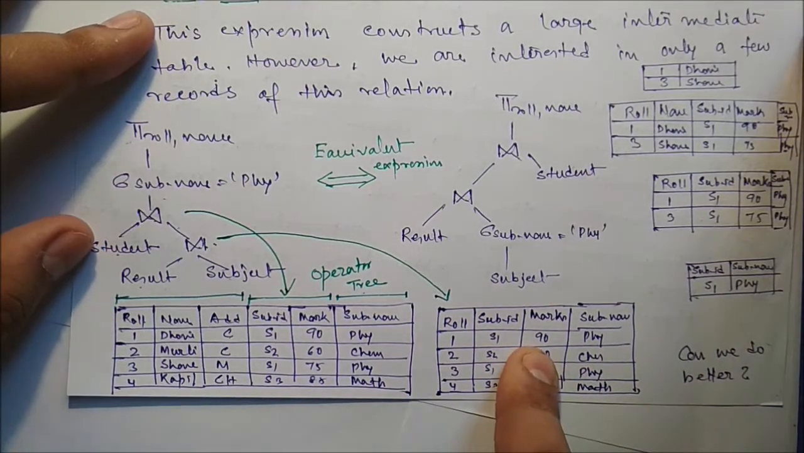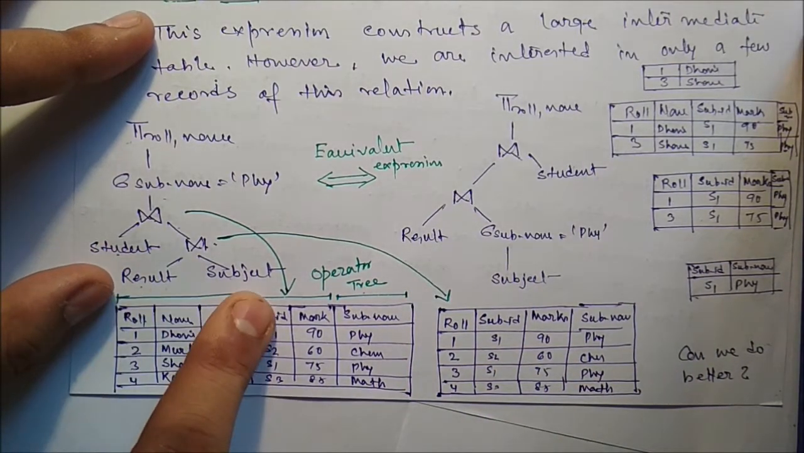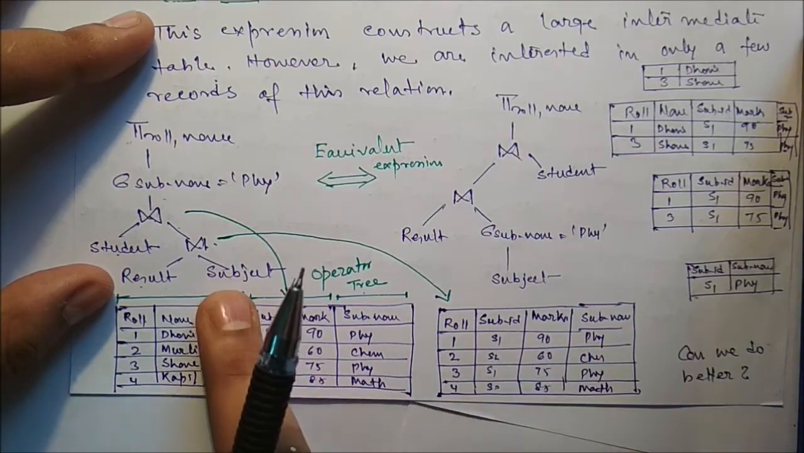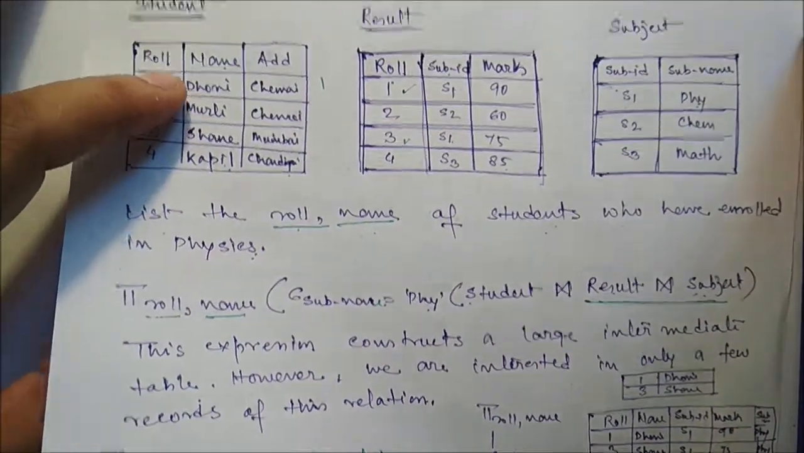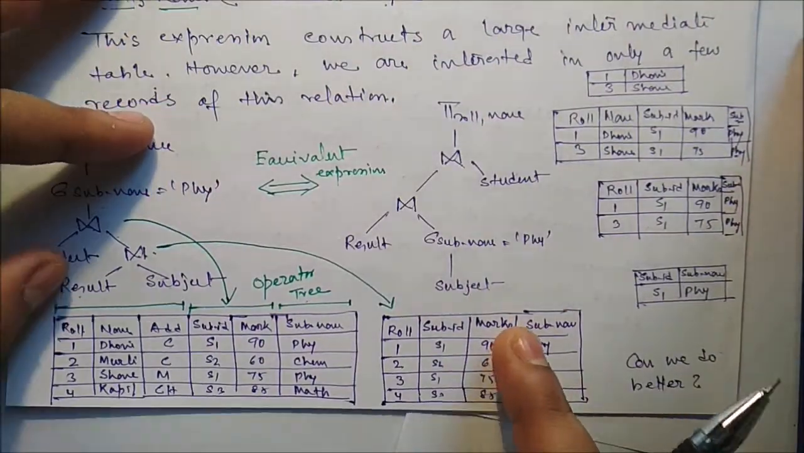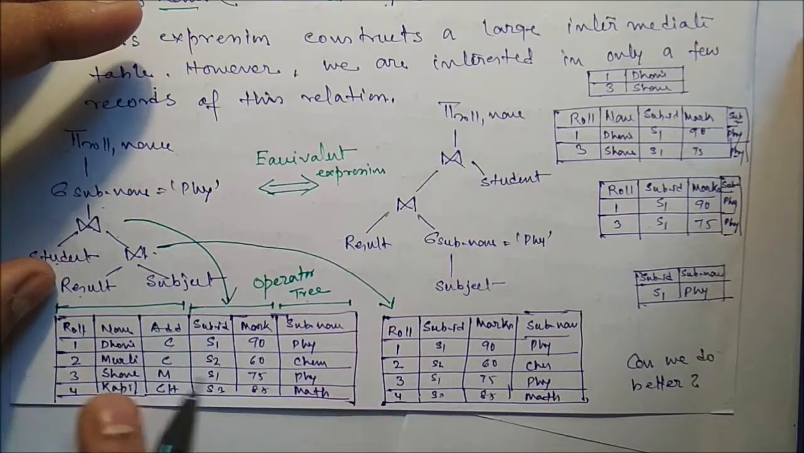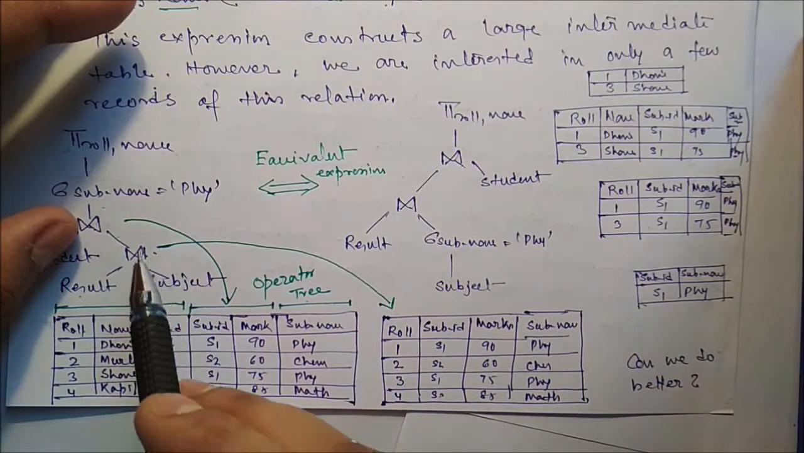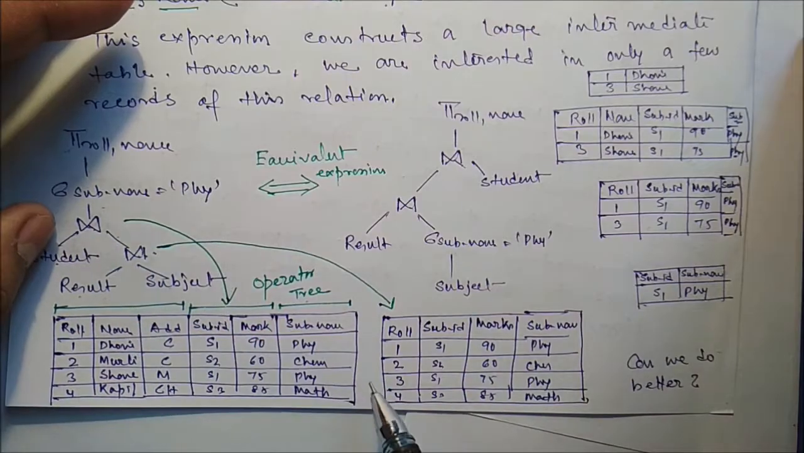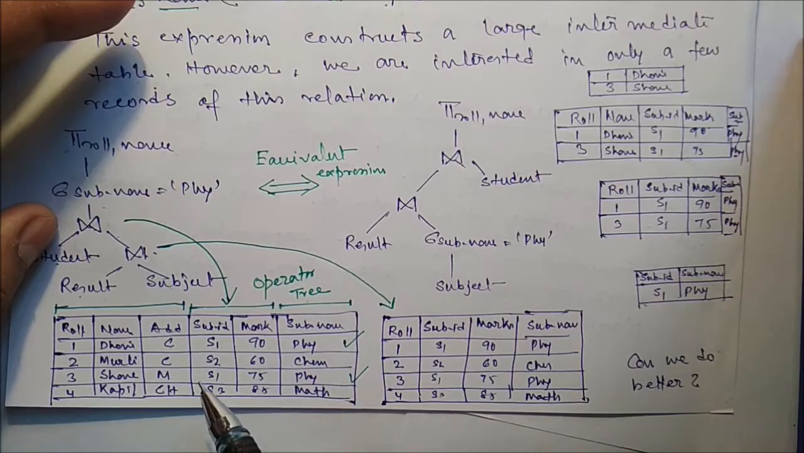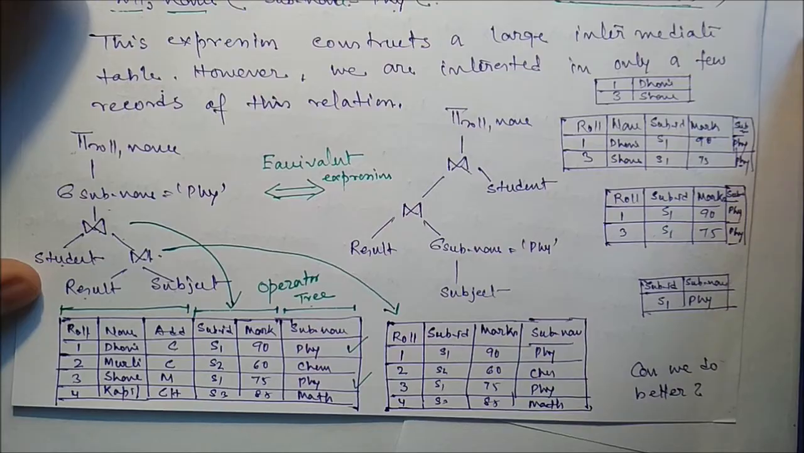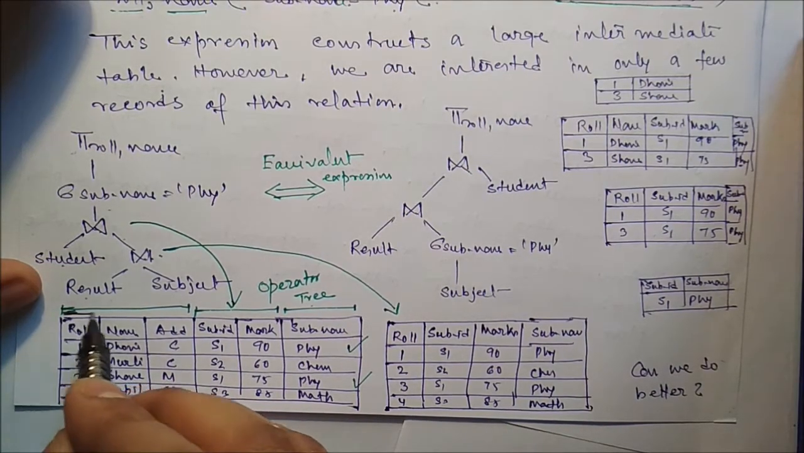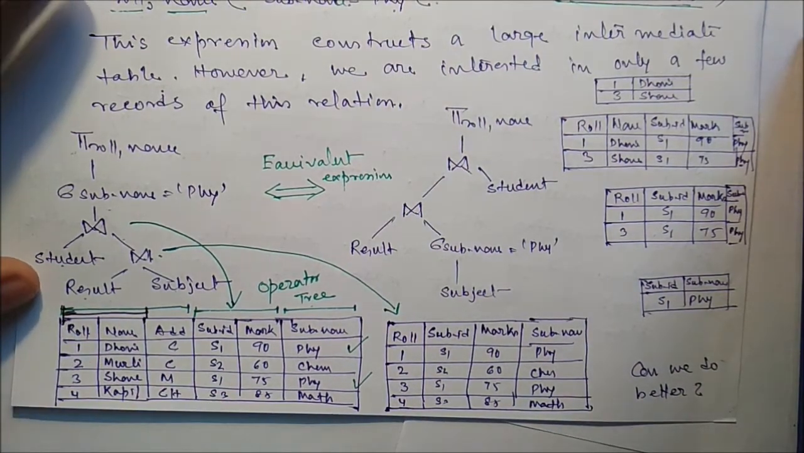This is the intermediate table after joining result and subject. After that, we join this table with the student table, and if you merge these two tables, it will create this particular table. After that, we have to select only the physics rows, so we select this row as well as this row, and from those rows we are interested only in the roll number and name. So we are interested in only these two columns, roll number and name. Are you getting this?